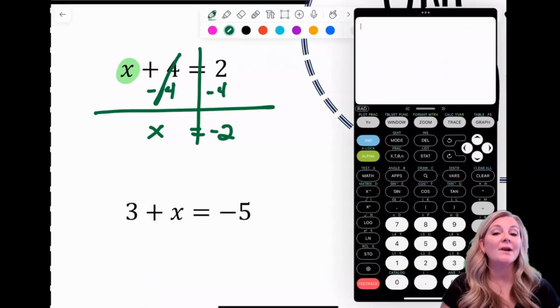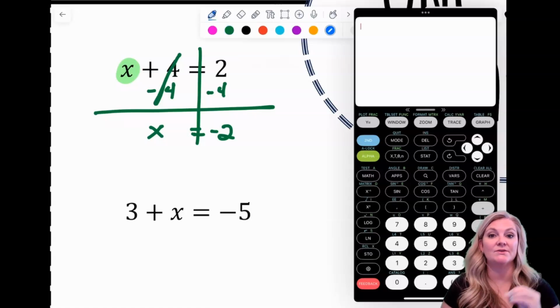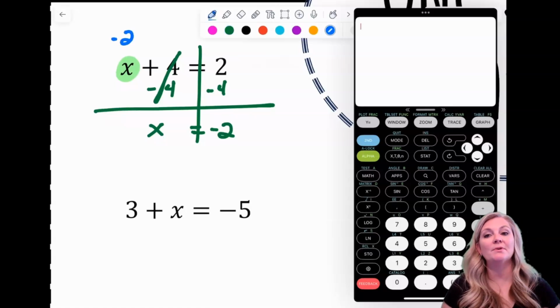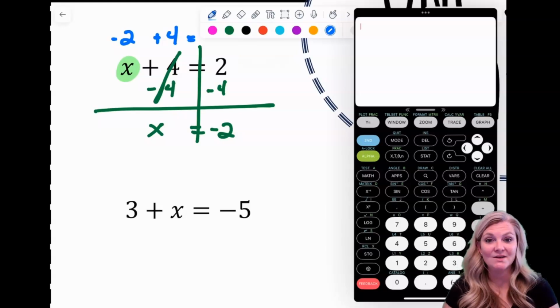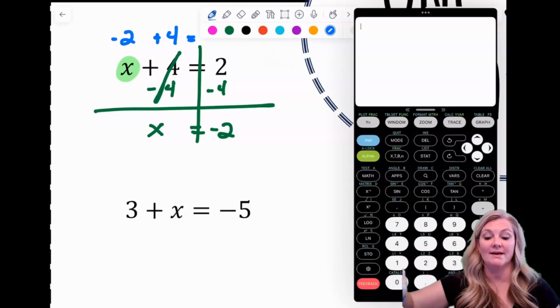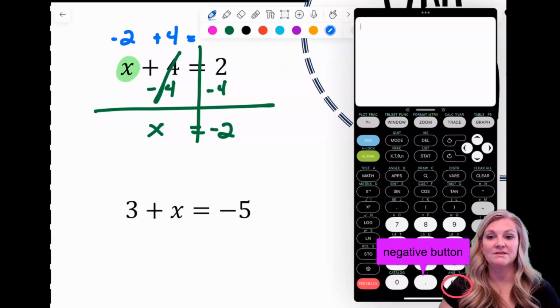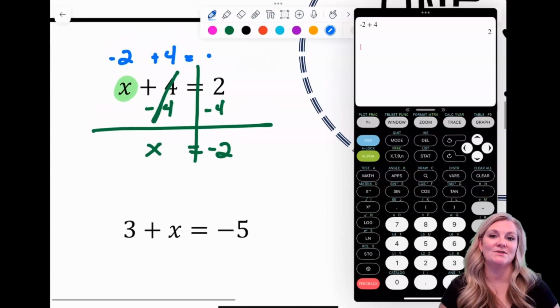No harm in that. But what I'm actually going to do right now is I'm going to check to see if my answer is correct. So I'm going to plug in negative 2 back in for x because that's what I say x is equal to. If I say x is equal to negative 2, then I'm going to plug negative 2 back in for x. So negative 2 plus 4, I'm going to use my calculator, or I can use my brain. Negative 2 plus 4 is 2, which is what my equation says it is.